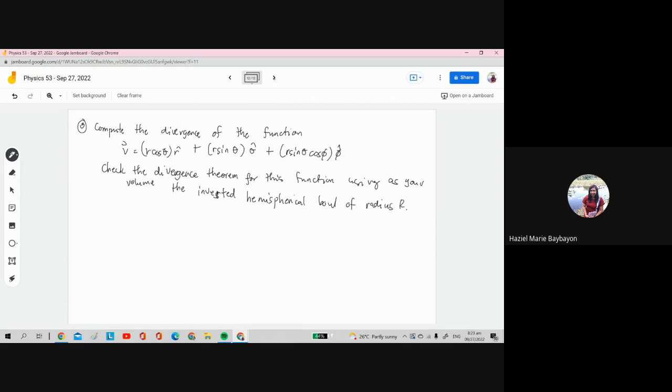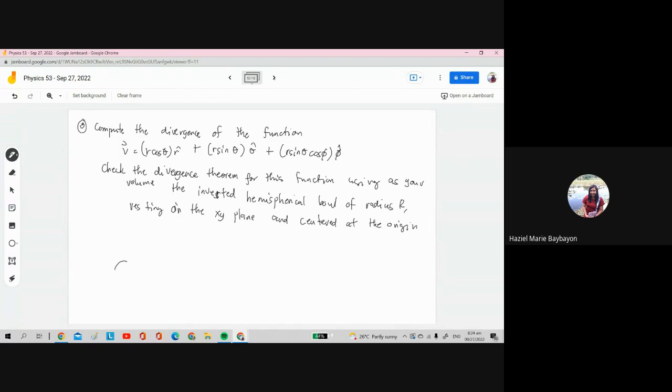Of radius r resting on the xy plane, and centered at the origin. Again, this will be used to determine our boundaries or limits. It looks like an inverted hemispherical bowl of radius r.